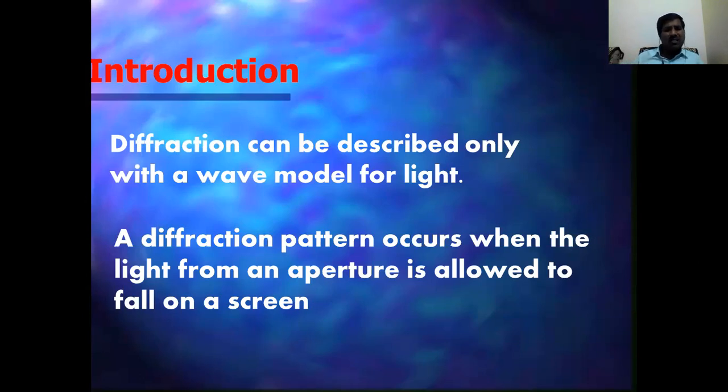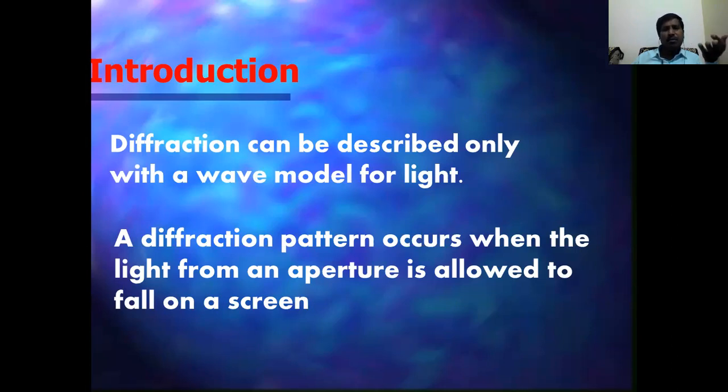A diffraction pattern occurs when light from an aperture is allowed to fall on a screen. So if someone asks you what is diffraction, you can simply say it is the spreading of light when the light is incident on an aperture or a slit. So you can have the fringes, bright and dark fringes, or bending of light, that is also diffraction.